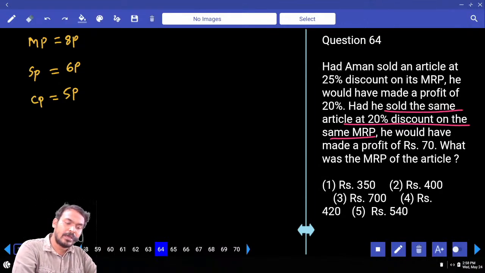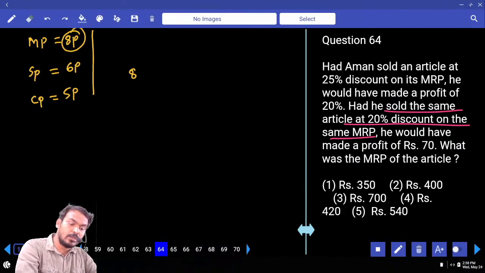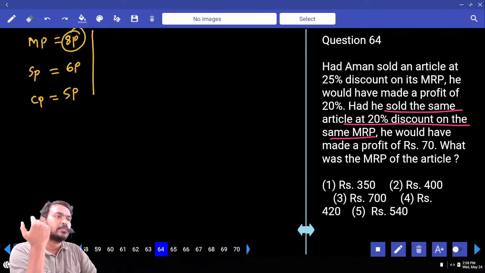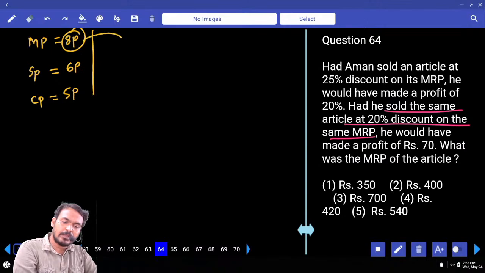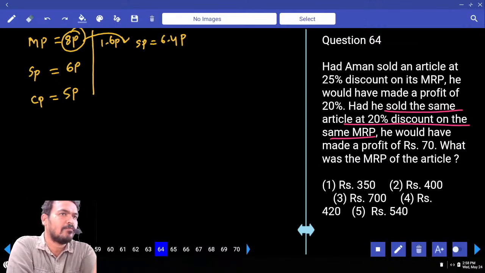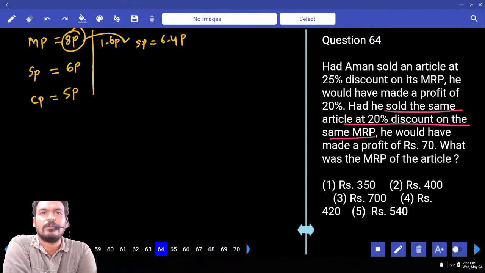Same. What is the market price here? 8 parts. In that how much percent is discount? 20%. What is the 20% of 8 parts? 1.6. Out of 8 parts, 1.6 is subtracted, and we get the remaining selling price. What is the selling price value? 6.4 parts. What is the 10% of 8 parts? 0.8. 20%, 1.6. 8 minus 1.6.